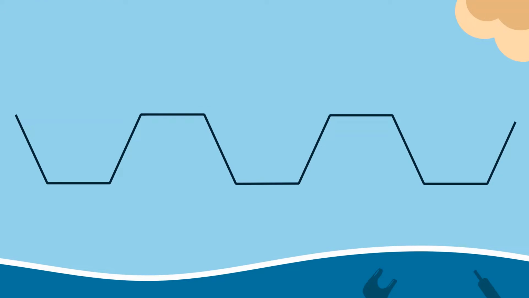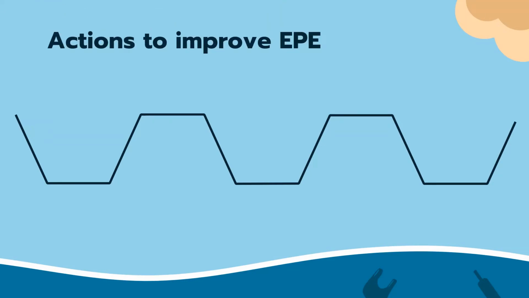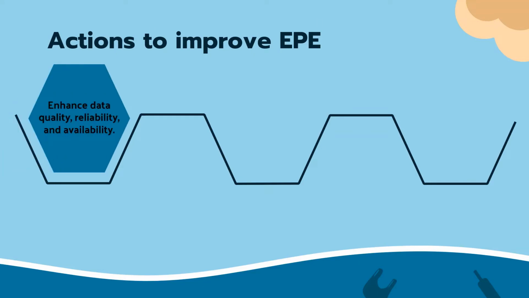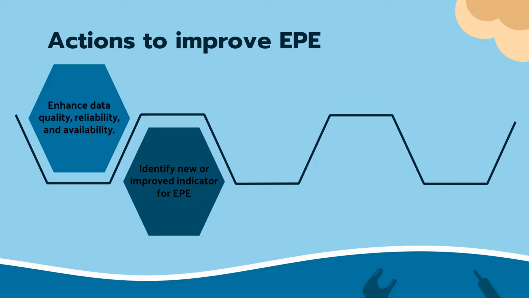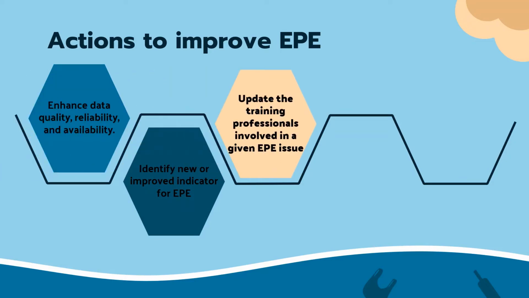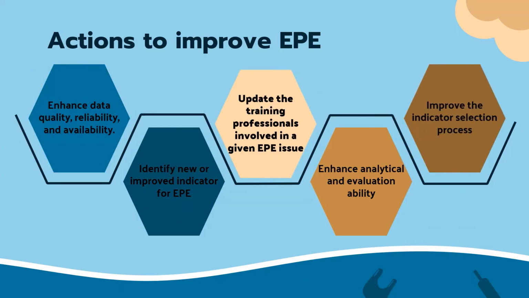After review, we can apply several actions to improve EPE. For example, by enhancing data quality, reliability, and availability. Identify new or improved indicators for EPE. Update the training of professionals involved in a given EPE issue. Enhance analytical and evaluation ability. Improve the indicator selection process.